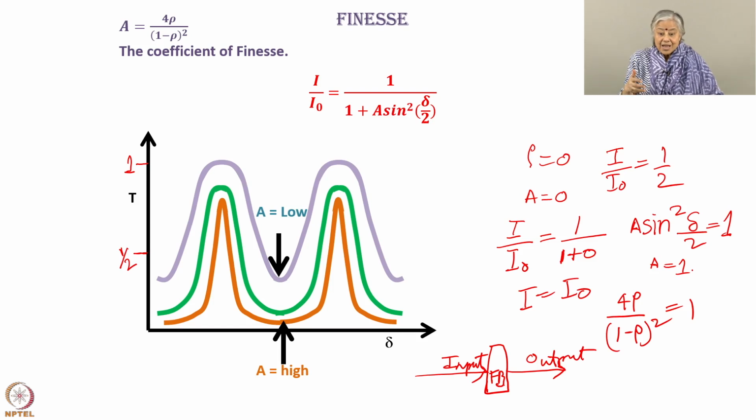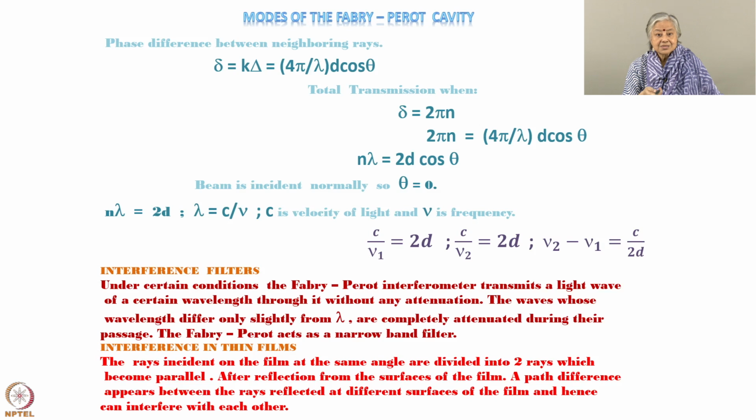So I have control on that instrument by just making the reflective surface whatever I want. I make a good reflective surface, and I can change this finesse. So this is used in many cases. Let me just see what the modes are in a Fabry Perot cavity.